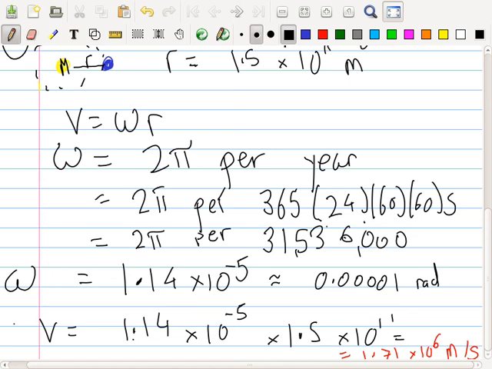Guys, you calculated the omega wrong on your calculator. You should type in 2 pi on your calculator. Check it again. It's about 2 times 10 to the minus 7. Guys, look here, please. You made a mistake on your calculator here.